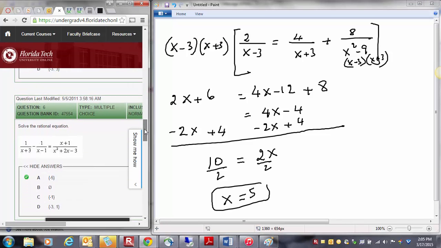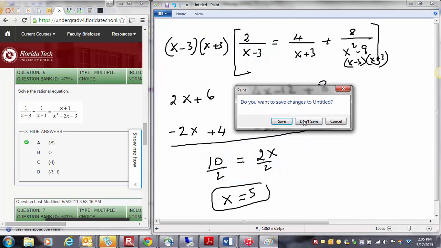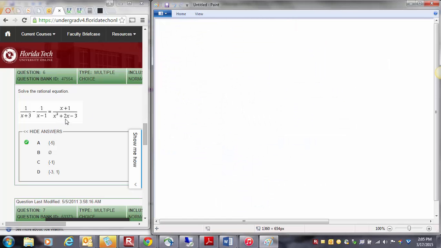Number 6. Same thing. We have to multiply everything by the lowest common denominator. To simplify the fraction, it happens to be x squared plus 2x minus 3, because if you factor x squared plus 2x minus 3, the product is negative 3, the sum is 2, so that's going to be x plus 3, x minus 1. Remember, I have more positive this time. That's why I chose the plus 3, because 3 times negative 1 is negative 3, and 3 minus 1 is plus 2.